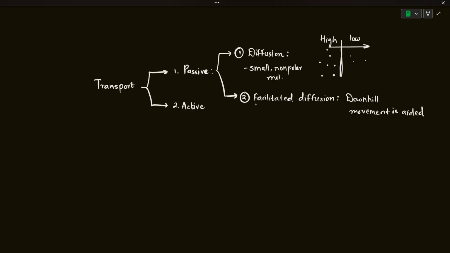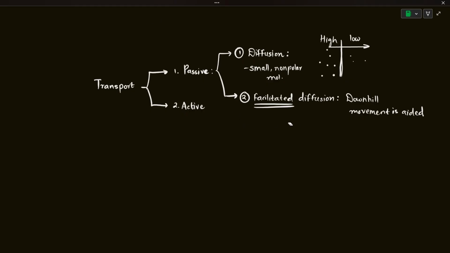Okay, and that is why it is known as facilitated diffusion. So you need a protein molecule to facilitate this type of diffusion, and that is why it is known as facilitated diffusion. The very famous example of this is aquaporins. Aquaporins are the channels which do the transport of water molecules.